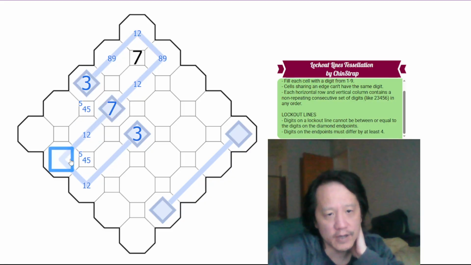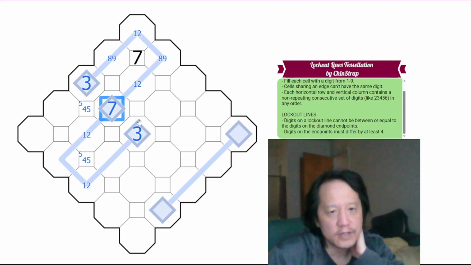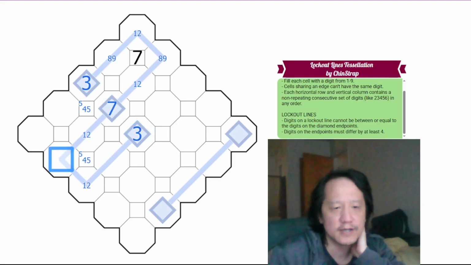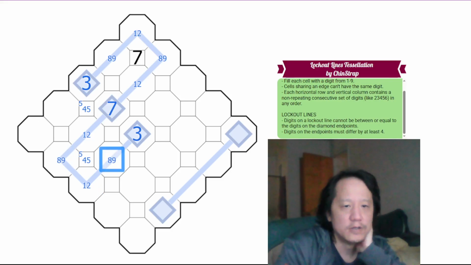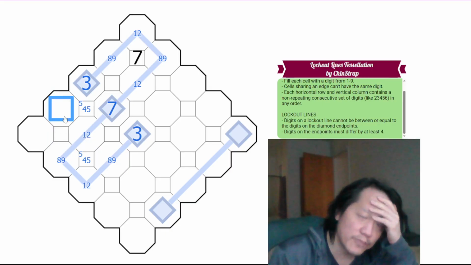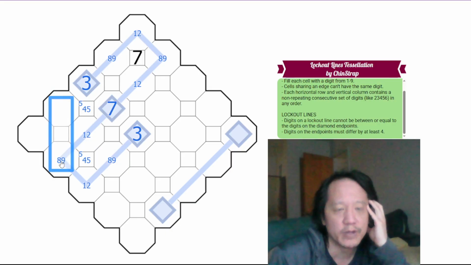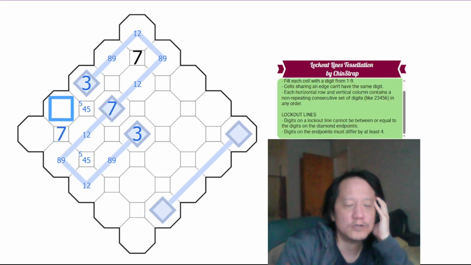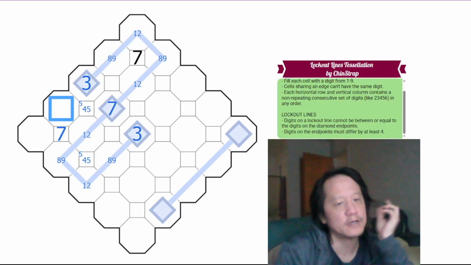These are lockout lines, and they both see 1 and 2. Cannot be between 3 and 7. It has to be an 8, 9 pair. So we have an 8, 9 pair here. We are guaranteed we have to have a 7 for this 3-length Renban. And it can't be here, so this must be 7 here. So this could be 6, 8, or 9 here. We're not sure.